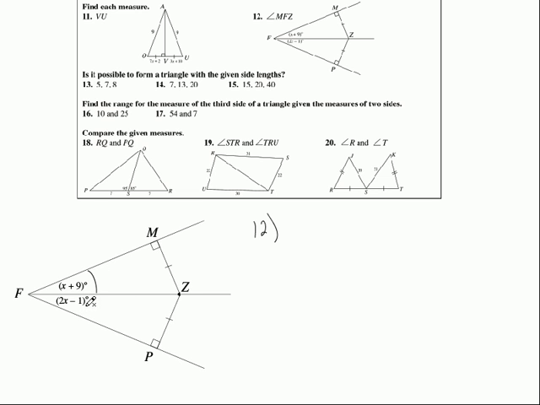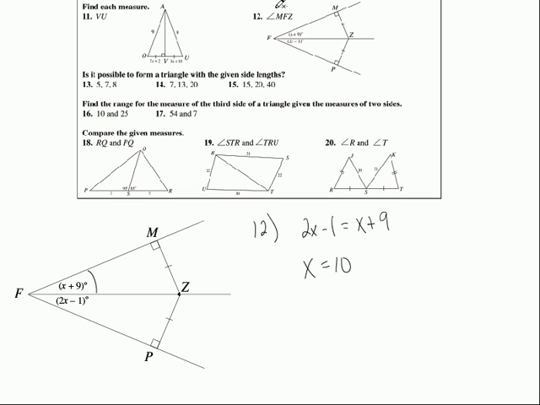So now, if I want to solve for this angle, I've got to find what x is. So I can find x by setting these two things equal to each other. So 2x minus 1 equals x plus 9. Subtract x from both sides, I get x. Add a 1 to both sides, I get 10. It's not my answer. I've got to plug it back in. I've got to find this angle.